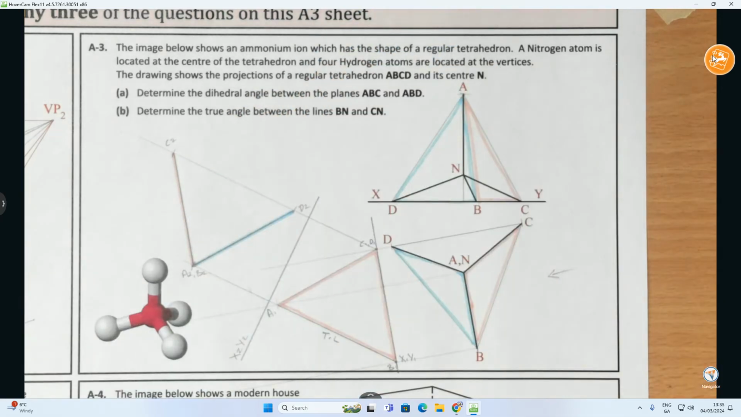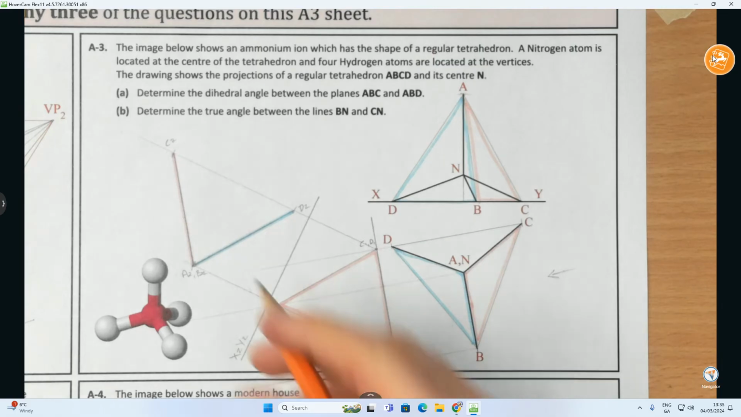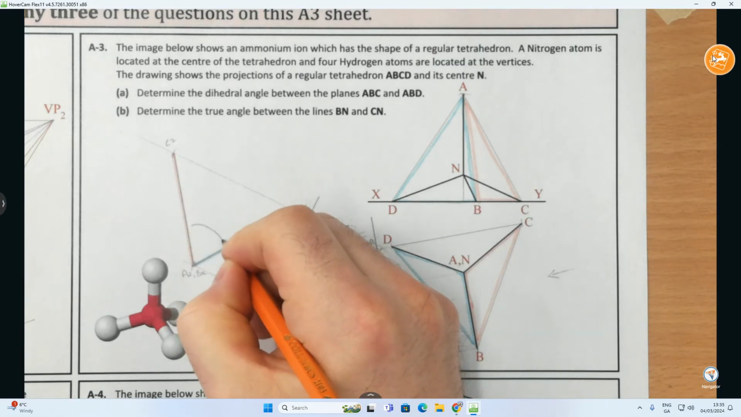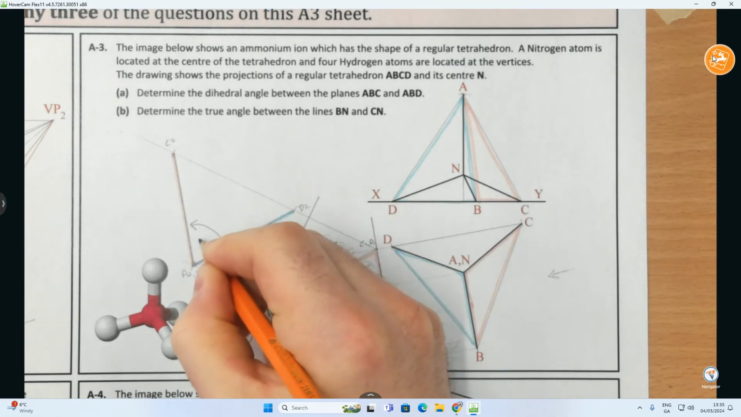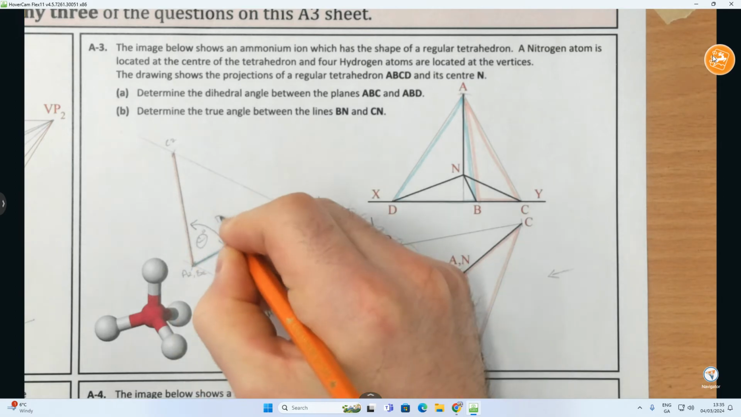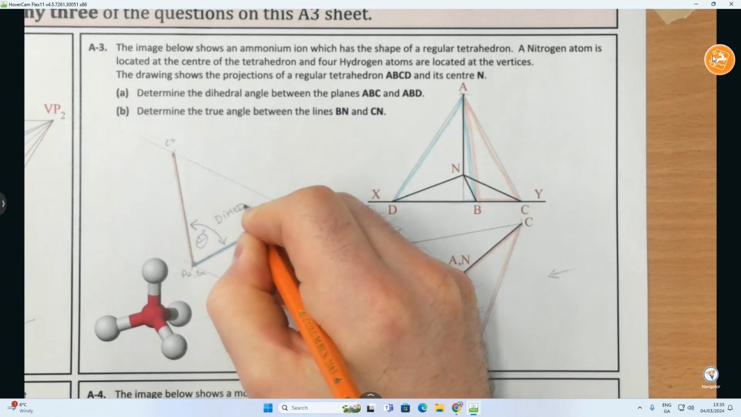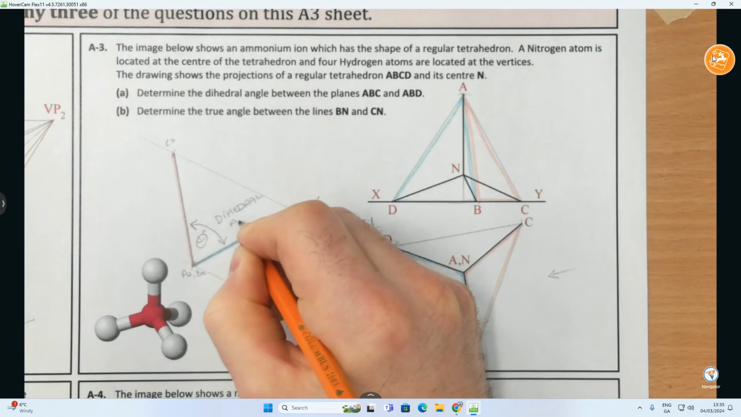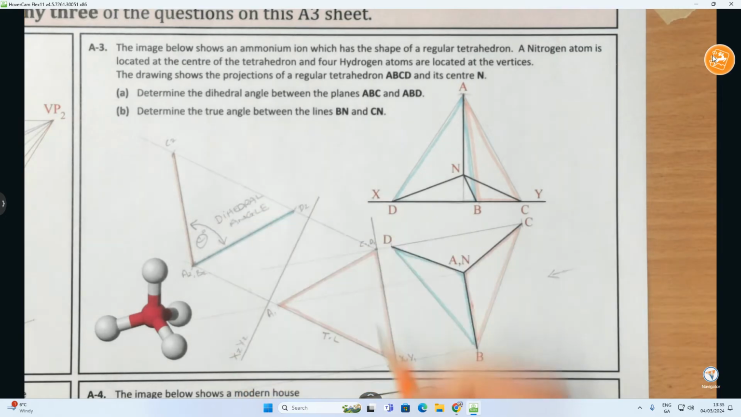Okay, but what's important about that is those two faces, the red and the blue face, I'm now seeing the angle between those. That angle inside there is my dihedral angle. Okay, that method will never ever change.